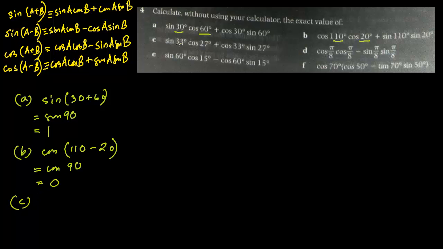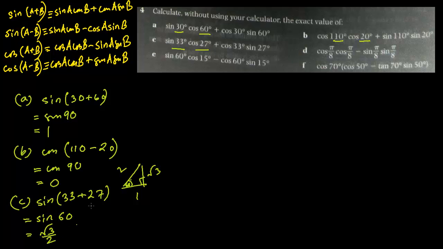Question number C. Sine cos cosine, and we have a plus. So that means sine A plus B. So this is A and this is B. So this is going to be sine 33 plus 27. This is going to be sine 60. Now sine 60 degree, if you remember the rule of the right angle triangle, this is root 3, this is 1, this is 2, and this is 60 degree. So sine 60 is opposite by hypotenuse, root 3 by 2.